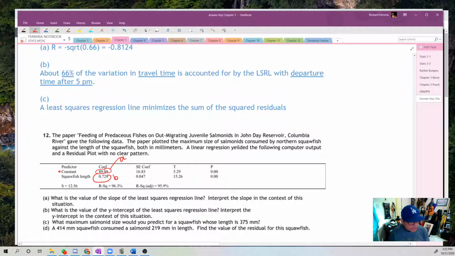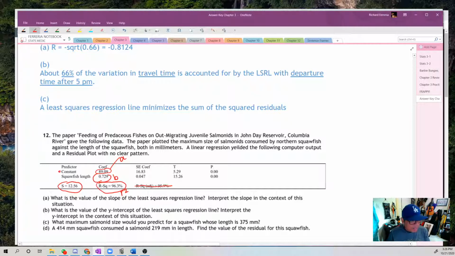Other important numbers you need to know are S. S is, of course, the standard deviation of the residuals. This one right over here is R squared, even though it says RSQ. That is R squared. And this last one, R squared adjusted, that is a trap. That does mean something. It's just not something we use in AP statistics. So R squared is going to be this.